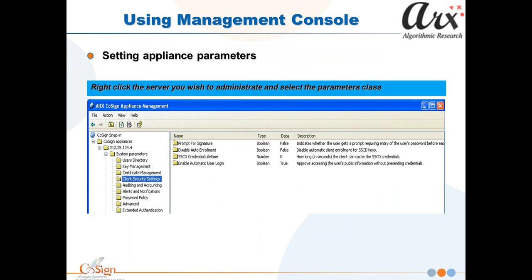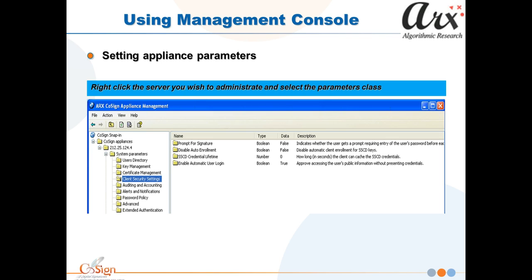appliance parameters here. So let's take a look, once we're logged into an appliance, at some of the settings we have here. So in this case, we're going to look at client security settings. Okay. This is going to be global. So these settings, for client security settings, are also available on a machine-by-machine basis. But this is going to set up some global rules. And you can see your prompt for signature. So do you want your users to be prompted for credentials, for username and password, or their CAC card, whatever it is, each time they sign? Okay.